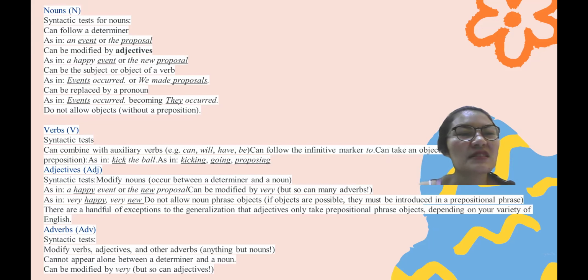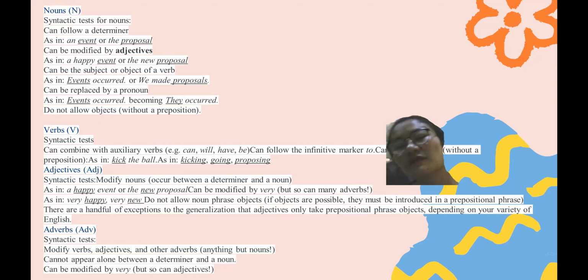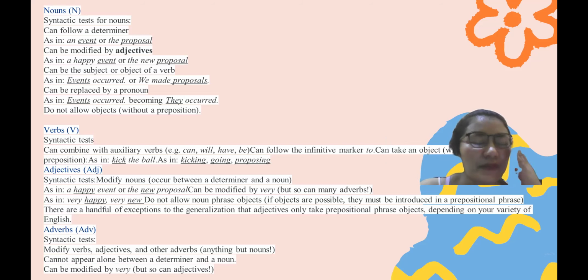Syntactic test for nouns: a noun can follow a determiner, and can be modified by an adjective, like this. This is the example. Verbs can combine with auxiliary verbs such as can, will, have, be, can follow the infinitive marker to, and can take an object. Syntactic test at first.